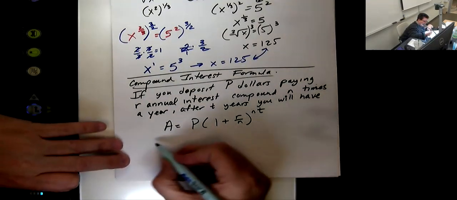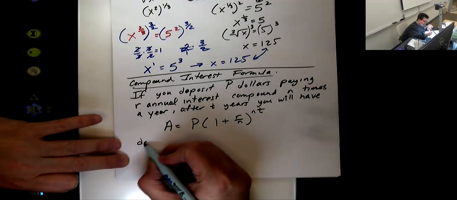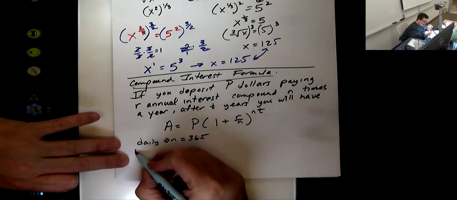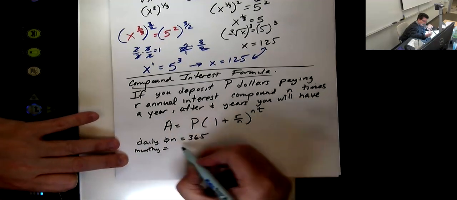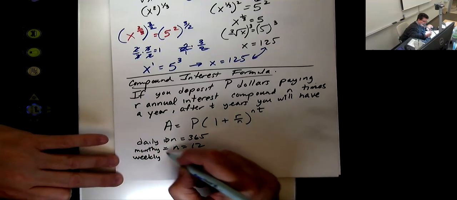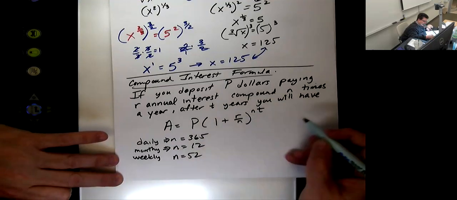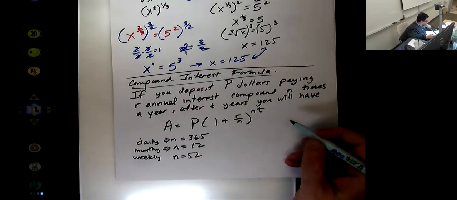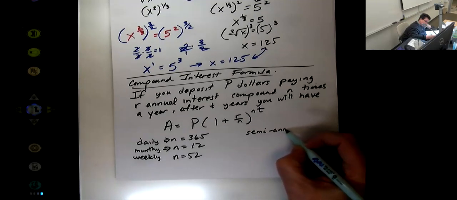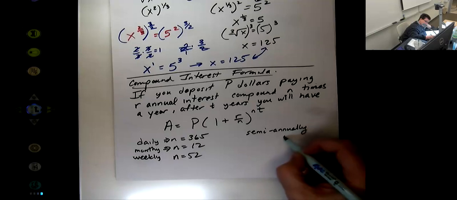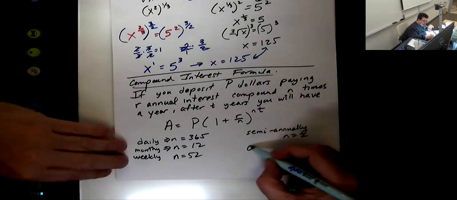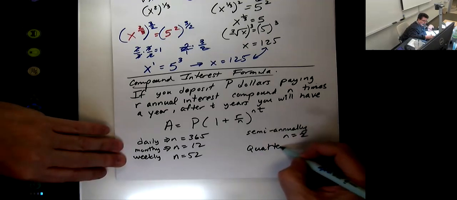Common times for compounding, if it's compounded daily, n is 365. Monthly, n equals 12. Weekly, n equals 52. Semi-annually is like twice a year. And you could do quarterly is another one. So n equals 4.